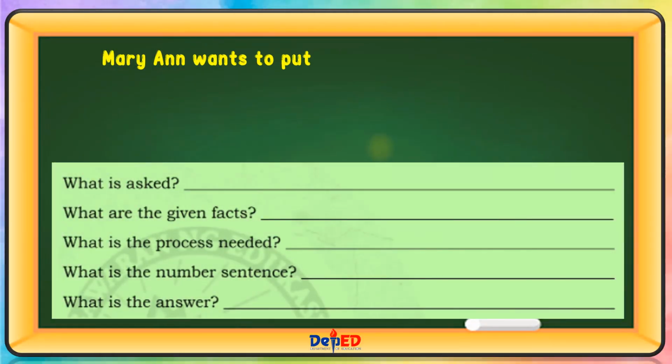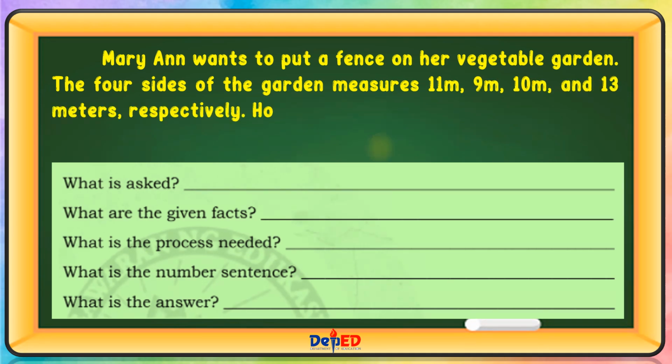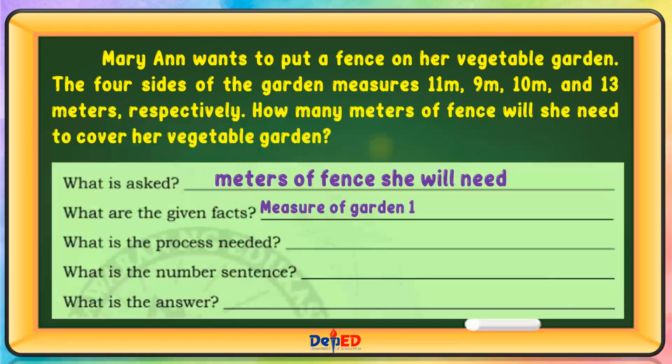Marianne wants to put a fence on her vegetable garden. The four sides of the garden measure 11 meters, 9 meters, 10 meters, and 13 meters, respectively. How many meters of fence will she need to cover her vegetable garden? What is asked? Meters of fence she will need. What are the given facts? Measures of garden: 11 meters, 9 meters, 10 meters, and 13 meters.